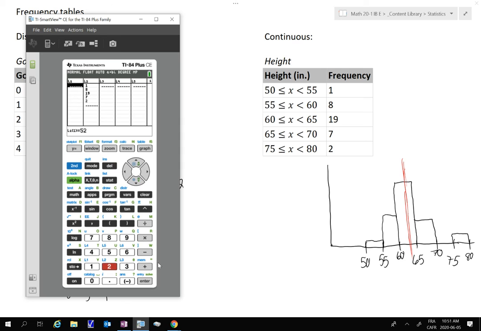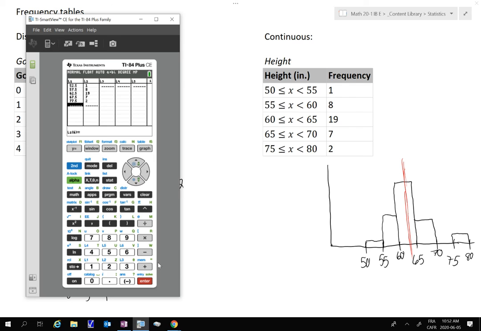So 52.5 is in the middle of that interval. So I'm going to put 52.5. Then 57.5, 62.5, 67.5. There's no 72.5 because I had nothing in that interval. So then 77.5. So I'm only going to get an estimate.